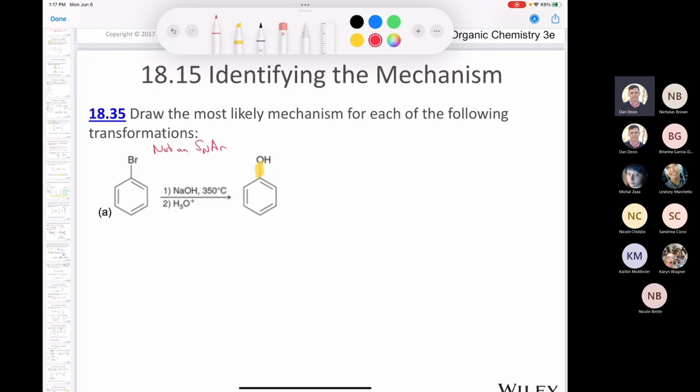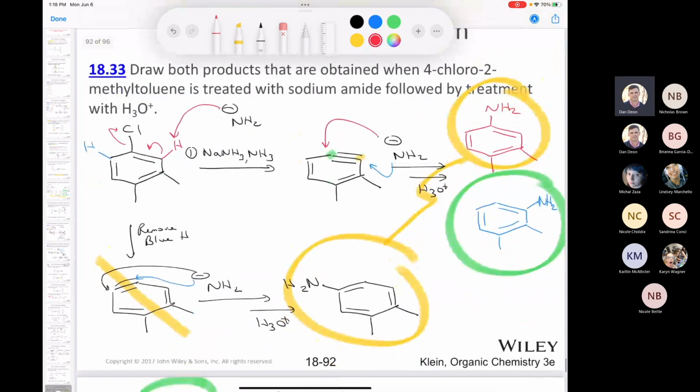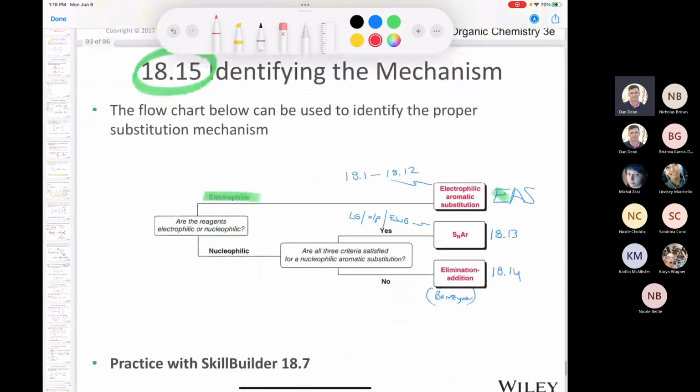How do I know that? Because there's no electron withdrawing group, either para or ortho to it. That would be how you get an SNAr to occur, but we don't have either of those things. And so this must be elimination addition, which is what that is called. And that occurs through the benzyne intermediate. Now, luckily, there's no regioselectivity to worry about, because we tried this problem last time, 18.33, which took a little bit of time to solve, to figure out you get two different products. And this occurs by an elimination addition mechanism, but this one's a little bit simpler.